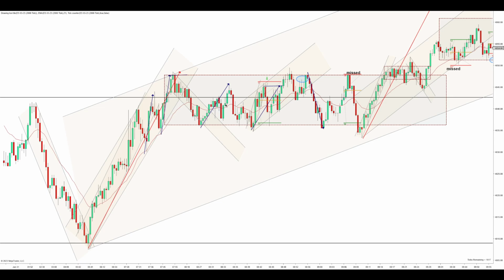You can't take this failed second entry. It's just right into the overnight high. It's directly into resistance. It's not a good idea. And then we complete the move up.